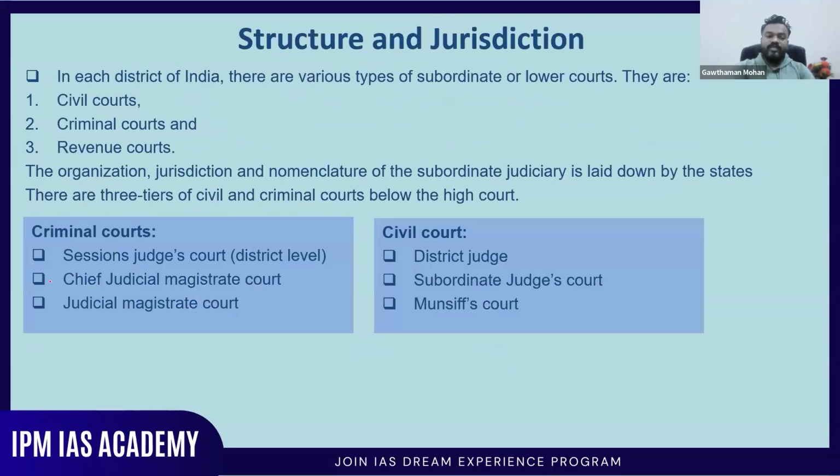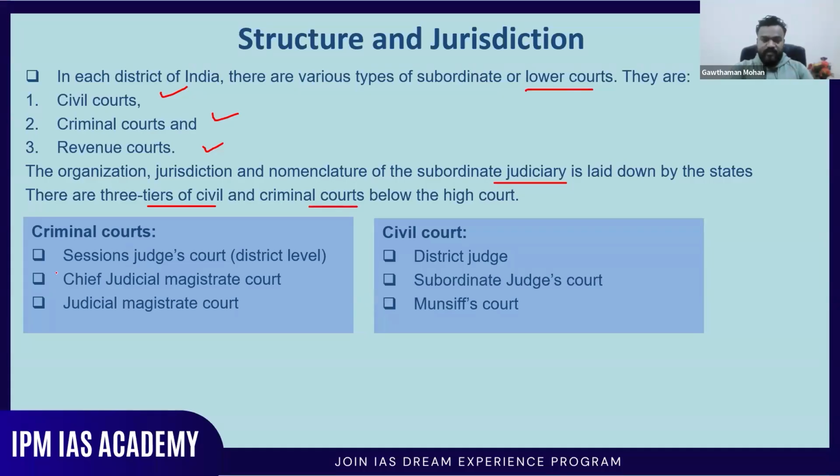Now the structure and jurisdiction. In each district of India, there are various types of subordinate or lower courts. They are civil courts, criminal courts, and revenue courts. The organization, jurisdiction, and nomenclature of the subordinate judiciary is laid down by the states, and there are 3 tiers of civil and criminal courts below the High Court.